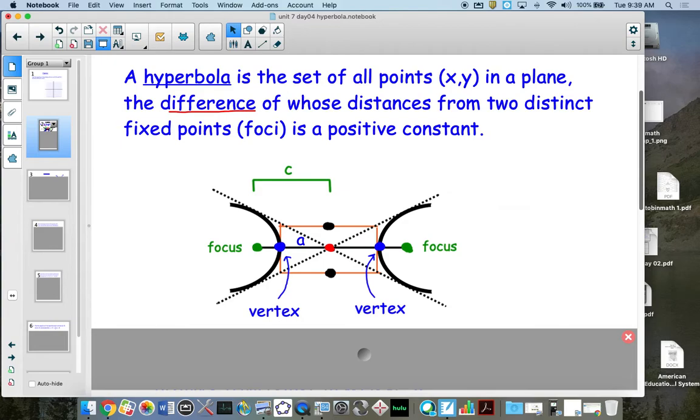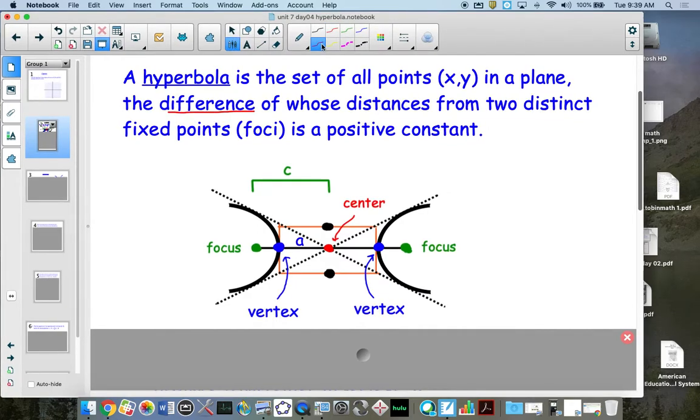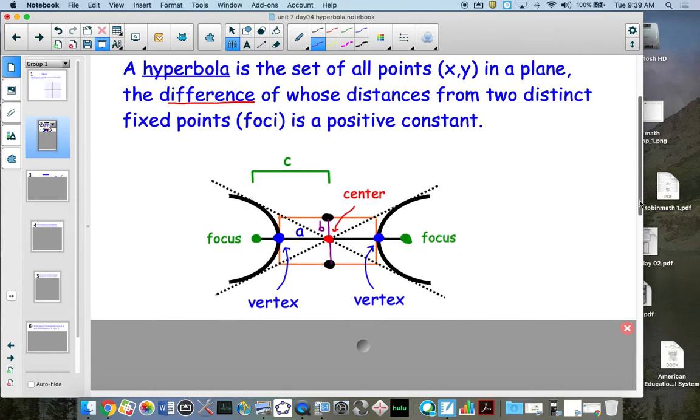And then we have, there's your center. And then we have this other value B, which is not showing up here, so I'll put it in. And B is the distance from the center there, or from the center down to there. Now, we don't have a major and a minor axis for a hyperbola. We have different names for them. We have the transverse axis, which is like the major axis, and the conjugate axis, which is like the minor axis.